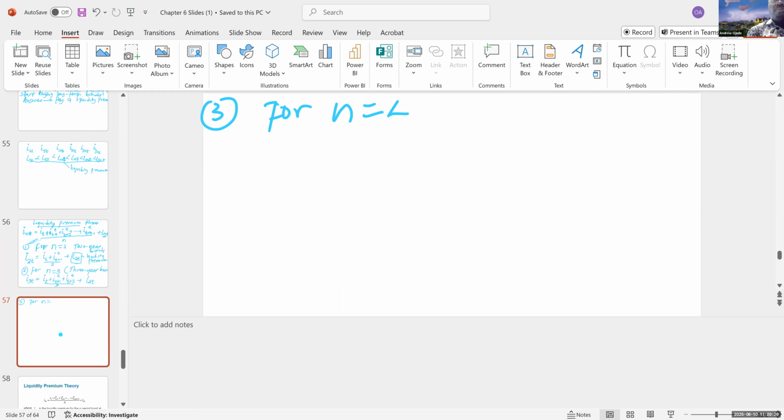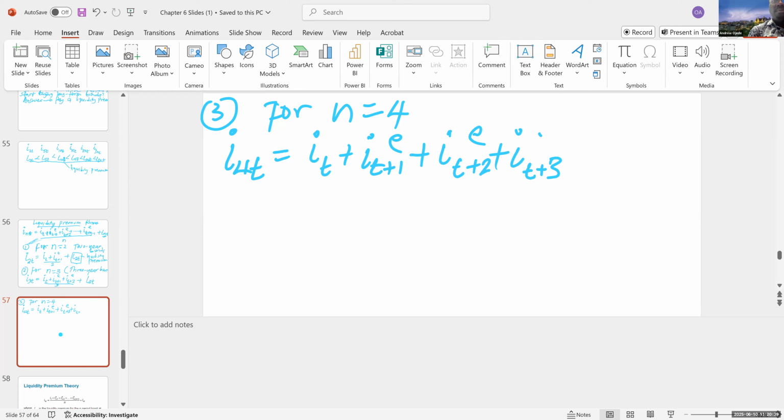N equals 4. That means the interest rate on a 4-year bond based on the liquidity premium is going to be the average of the 1-year bond interest rate today plus the expected 1 year from today, 2 years from today, 3 years from today, divided by 4. Then you're going to add the liquidity premium from holding a 4-year bond.